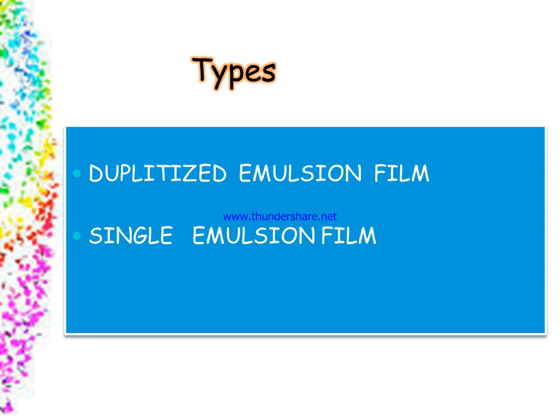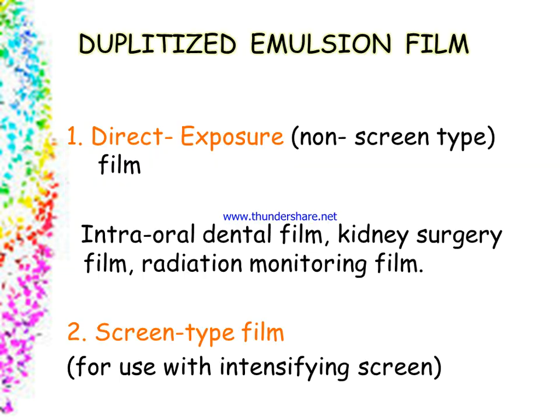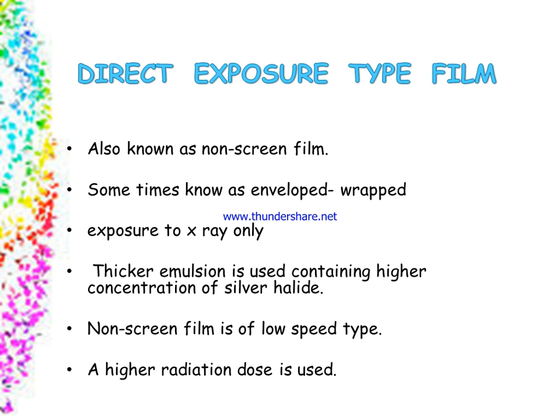There are two types: duplitized emulsion film and single emulsion film. In the case of duplitized emulsion film, they are direct or screen type films. Direct, also called a non-screen type film, is used for intraoral dental film, kidney surgery film, and radiation monitoring film. These are the types of direct exposure film. Screen type film is for use with an intensifying screen. Direct exposure film, also called non-screen film, is sometimes known as envelope wrapped. In direct exposure film, exposure is to X-rays only.